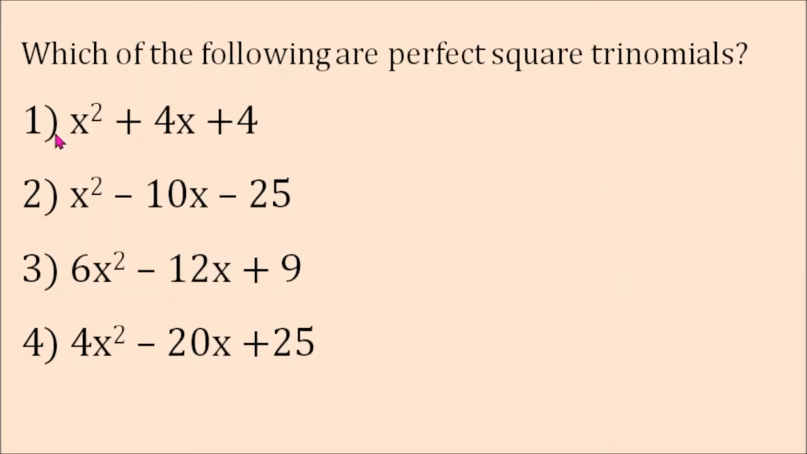Let's look at item number 1. X squared plus 4x plus 4. Is it a perfect square trinomial? Yes, it is. How about item number 2? X squared minus 10x minus 25. Is it a perfect square trinomial? No, it's not.